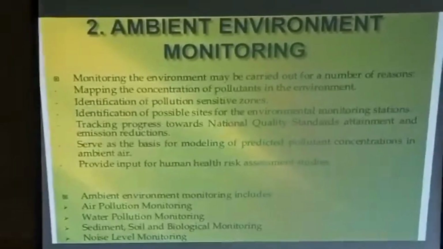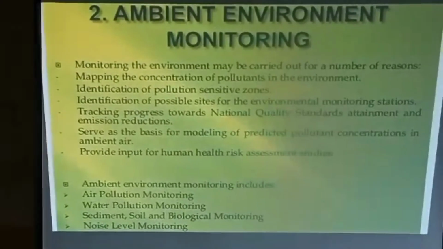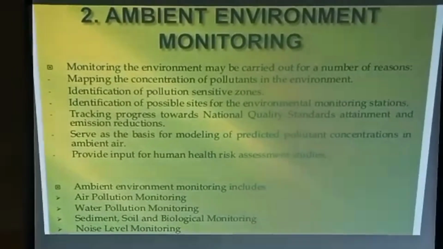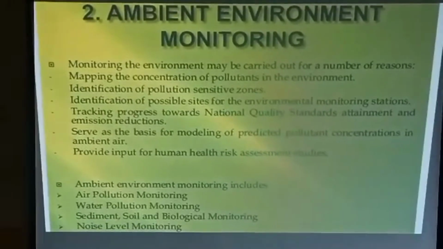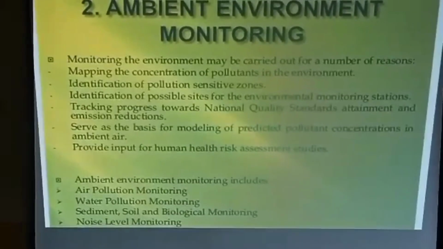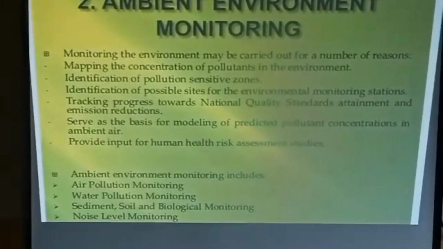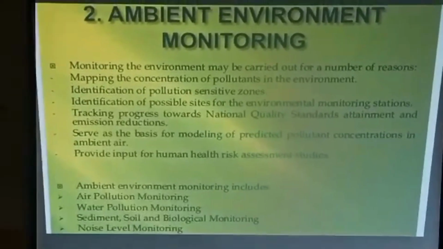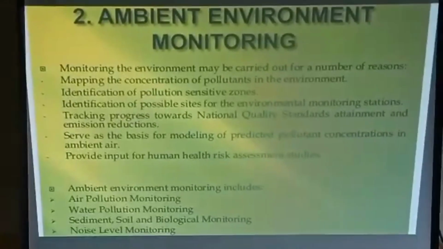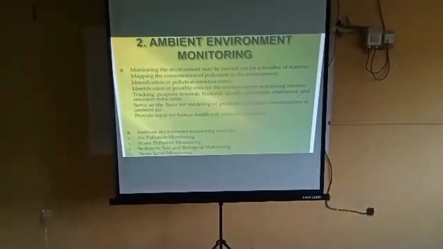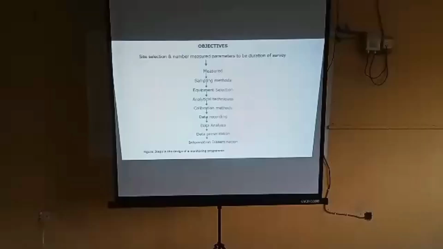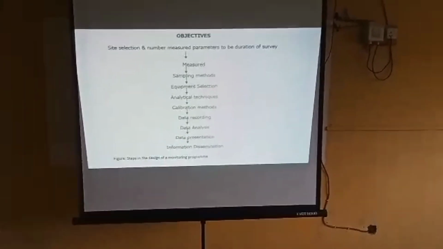So we want to say here that this ambient monitoring includes the air pollution monitoring, the water pollution monitoring, the sediment, soil and biological monitoring, and noise level monitoring. So all the 6 points we had mentioned initially are covered within this for the air, the water, sediment, soil, biological and the noise level monitoring. Okay? Then here is the objective.